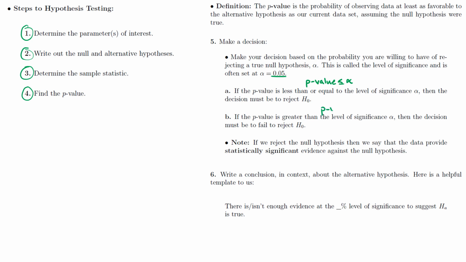If the p-value is greater than your level of significance, that's when you don't reject the null. There's not enough evidence to throw out that hypothesis. And then finally, when we write a conclusion, we want to talk about that alternative hypothesis. So either there is or isn't enough evidence to say that the alternative is true. There is enough evidence whenever you reject the null hypothesis, and there isn't enough evidence whenever you fail to reject the null hypothesis.